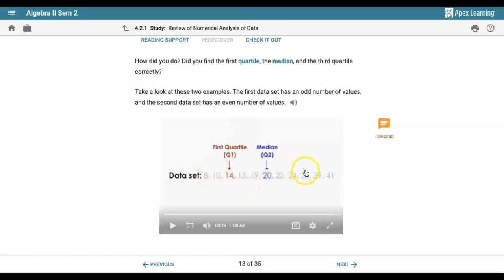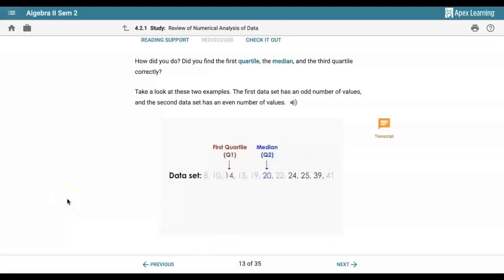Same thing's going to happen on this side. So hopefully you can start to notice here I've got 5 values. When I'm looking, 25 is going to be my halfway because I've got 2 and 2. Find the third quartile. The third quartile is 25.